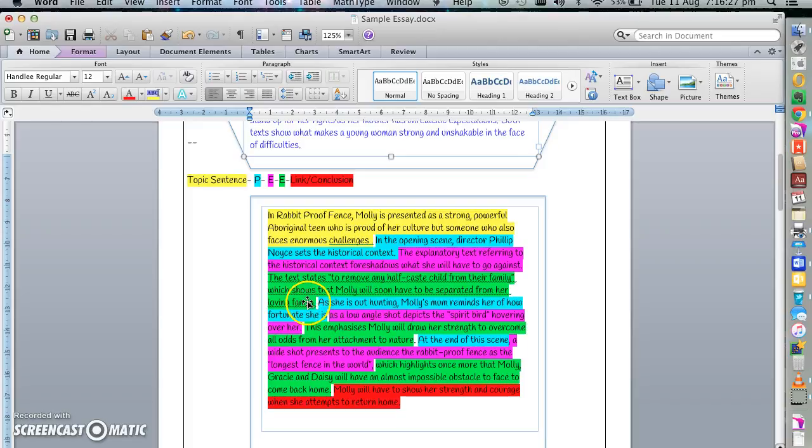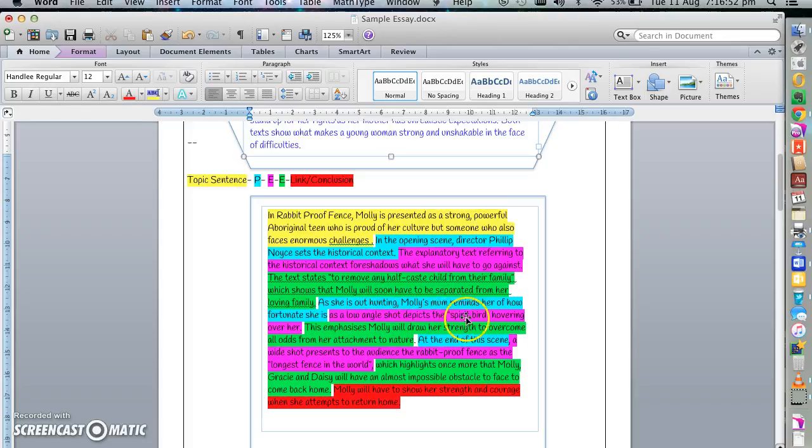So I have again linked back to the idea that I am referring to the explanatory text, and in this case, I am saying Molly needs to face something that no one should have to face, and that is to be separated from their family. Particularly being that young, it is an enormous challenge that is facing her.